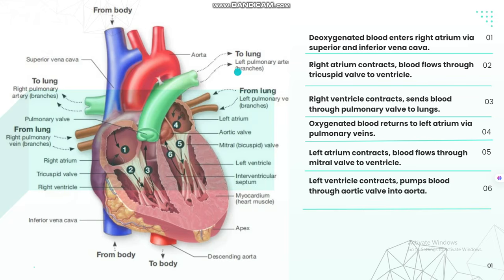Here the transfer of gases takes place, and in return the oxygenated blood returns to the left atrium via the pulmonary veins, and now the left atrium contracts. It flows the blood via the mitral valve to the ventricle, and finally the left ventricle contracts and pumps the blood through the aortic valve into the aorta, and from the aorta the blood is taken to all parts of the body. This alternate contraction and relaxation takes place to push the blood and also to fill the chamber. The contraction phase we call systole, and the relaxation phase we call diastole.